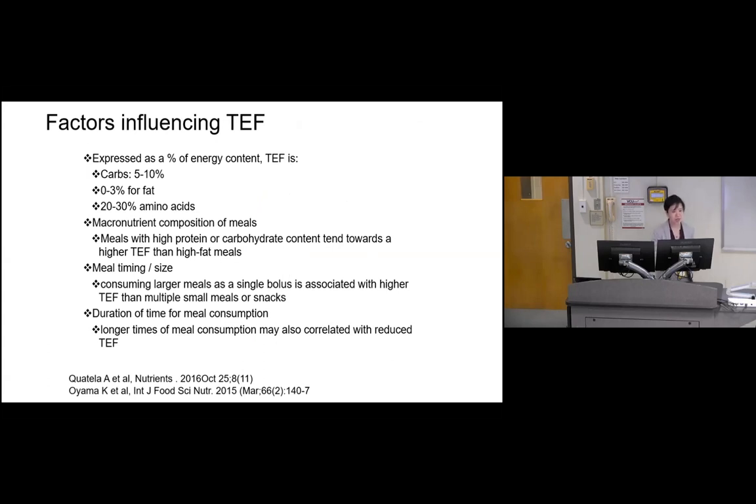Specific things about macronutrients that are important to consider, when you think of the energy that is expended in order to absorb and metabolize these macronutrients: as a total percent of the energy content of the macronutrient, for carbs it's about 5 to 10%. And for a lot of our CF patients, they do prefer a very carb-heavy diet. It can be 0 to 3% for fat. And for protein, it's significantly more, about 20 to 30% of expenditure that needs to be used to absorb these nutrients. So regarding the overall macronutrient composition of meals, it follows that meals with high protein or carb content tend towards a higher thermic effect of food than high fat meals.